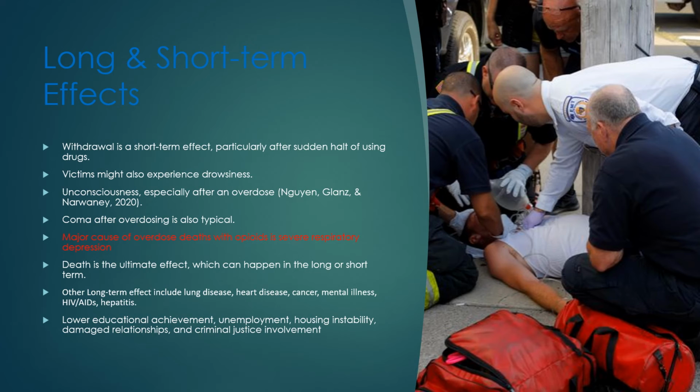Effects of opioid abuse and overdose. An overdose of opioids can cause drowsiness and unconsciousness. Abuse that leads to addiction mainly causes withdrawal, particularly after the drug influence decreases in the human system. The major cause of overdose death with opioids is severe respiratory depression. Long-term effects can be lung disease, heart disease, cancer, mental illness, HIV/AIDS, hepatitis, coma after an overdose, and eventual death. Also, abuse and overdose can result in lower educational achievement, unemployment, housing instability, damaged relationships, and criminal justice involvement.